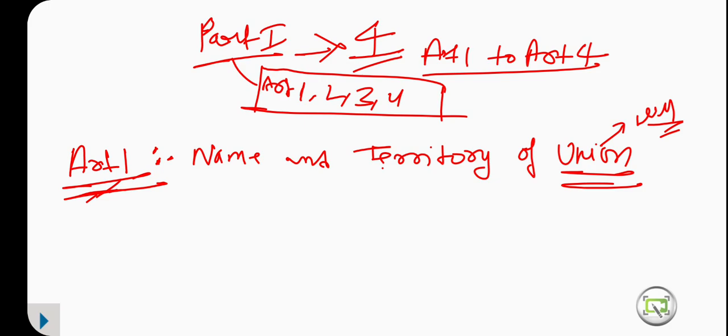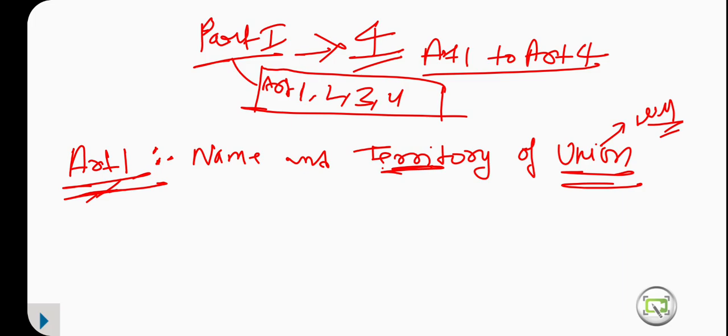What does it mean under Article 1? Some say our country name is Hindustan, some say Bharatvarsh, Aryabharat, and some say India. There are so many names of our country like Jambu Dweep, Hindustan, Bharat, Aryabharat, and India. But all these are not accepted by the Indian constitution. So we will study what is the name of our country as per our Constitution.